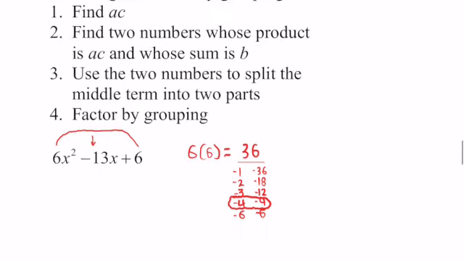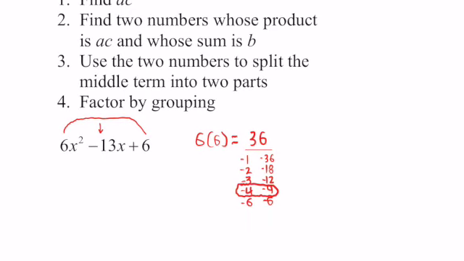Now what we do is we're going to rewrite our problem. We leave our first term alone. We're going to replace that middle minus 13x using the coefficients that we've just found. We're going to make it minus 4x minus 9x. And then we leave our last term alone as a plus 6. Now that we've done that, we're going to factor it by grouping.